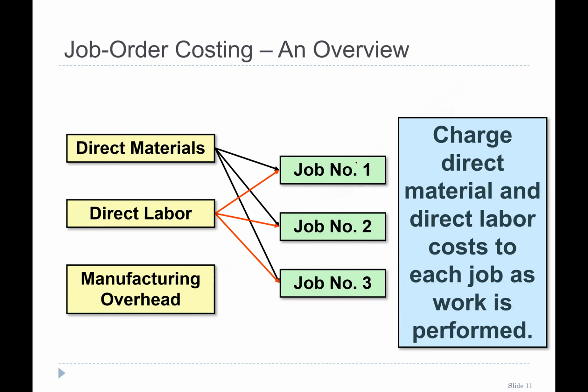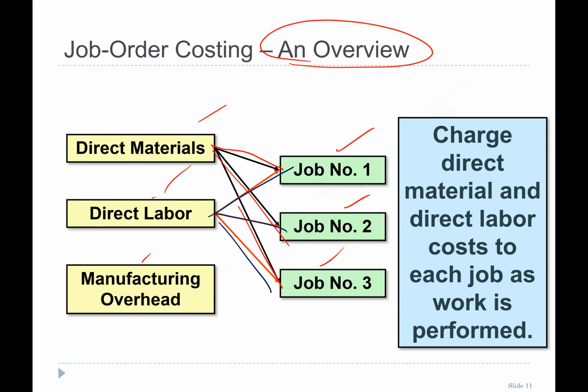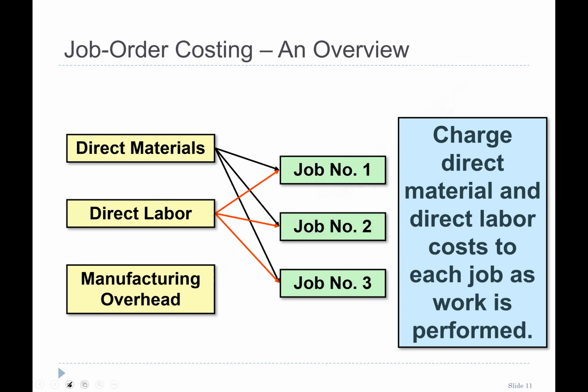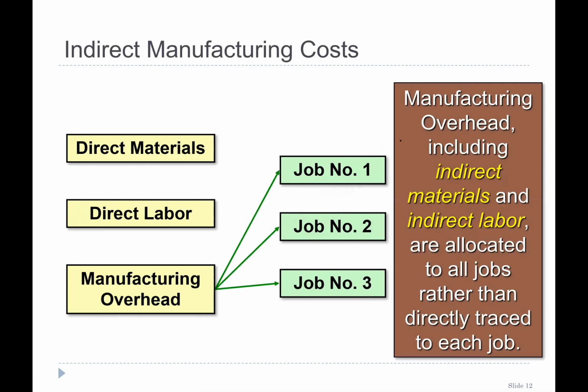So we know that if we are making job one and applying job order costing, then we have material, labor, and manufacturing overhead. In a factory, there are three jobs: job one, job two, and job three. Material goes to job one, job two, and job three. Workers also move to complete job one, job two, and job three. Plus there is manufacturing overhead. So lube goes to the job one, job two, and job three stations as well. What do we mean by manufacturing overhead? These are the indirect material and indirect labor, and they are allocated to all jobs rather than directly traced to each job.